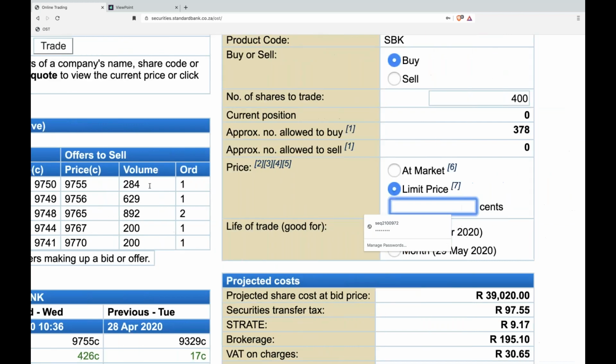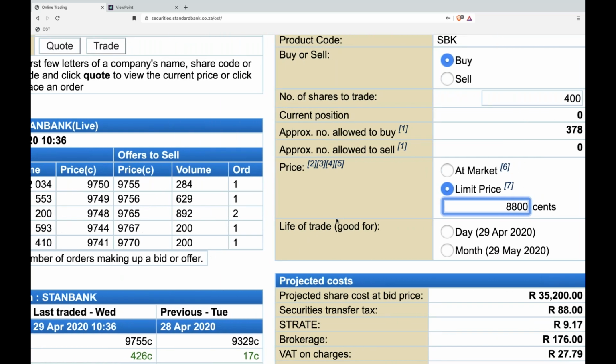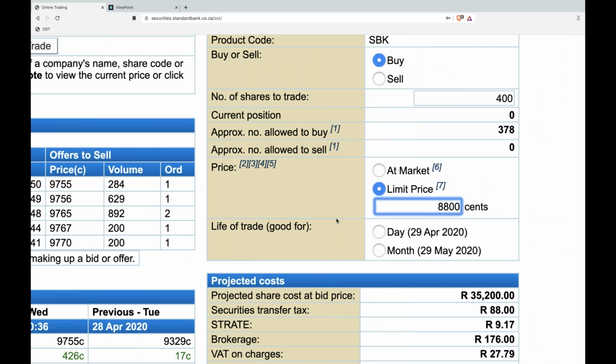Or, as what I'm going to do for illustrative purposes, I'm going to say, you know what, I want to buy this share at 88 Rand. On the nose, 88 Rand. So some way down on where we're currently seeing the price. I'm going to say 88 Rand, I want to buy Standard Bank, but I don't want to pay a cent more for Standard Bank than 88 Rand. That is the value that I think is a good buy price for Standard Bank. We can truthfully put any price you want.